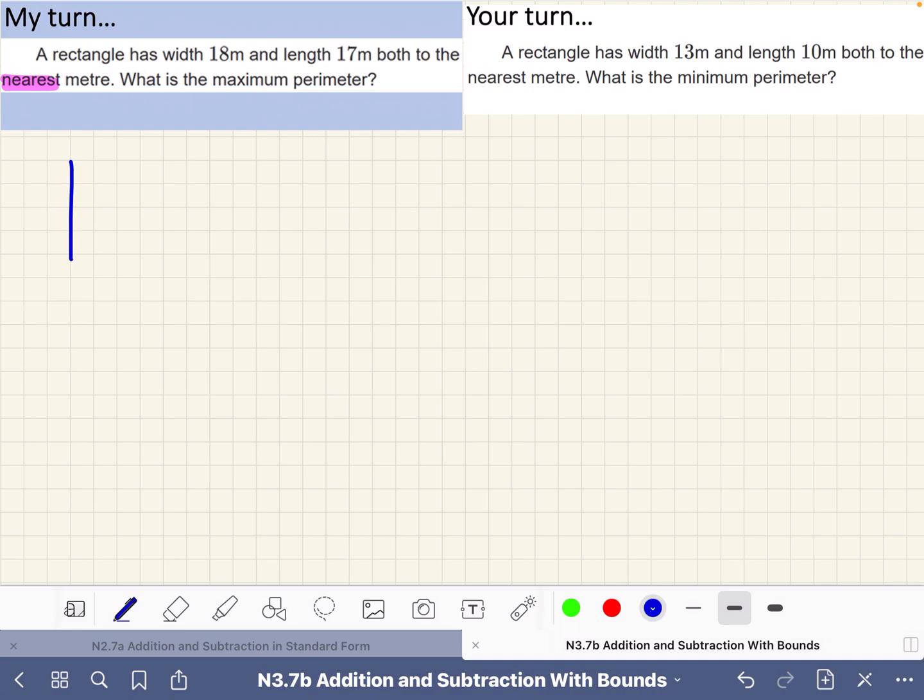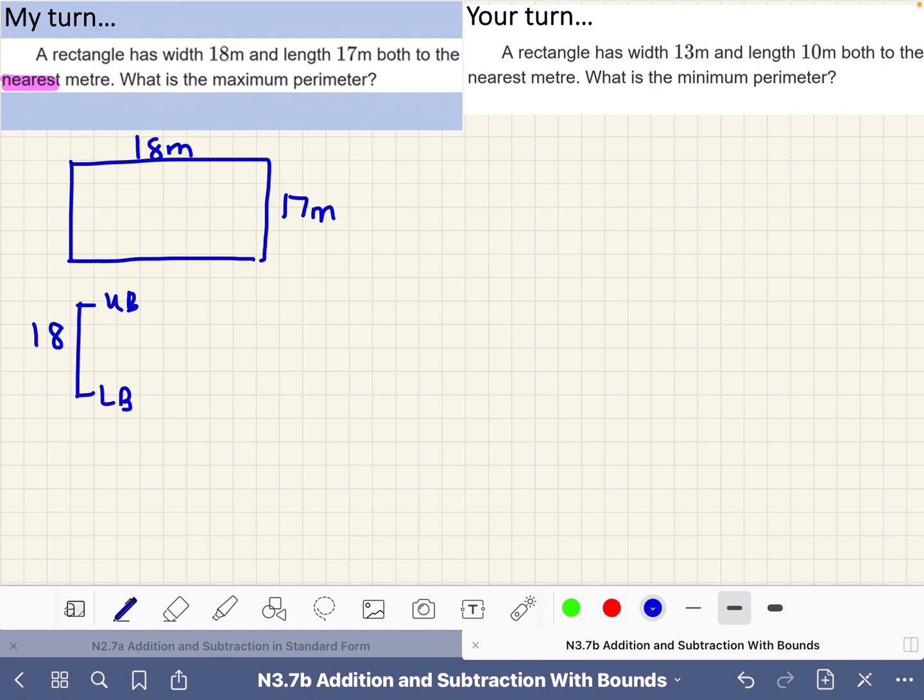So we can see here we have a rectangle and we have a width of 18 metres and a length of 17 metres. Doesn't matter how you label those up, you will get the same answers regardless. Now the information in the question says that both of these measurements have been rounded to the nearest metre. That means we are taking our 18 and we are calculating an upper bound and a lower bound for the 18 and also doing the same for the 17.